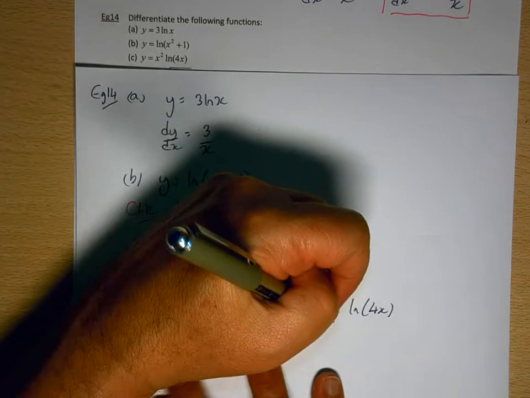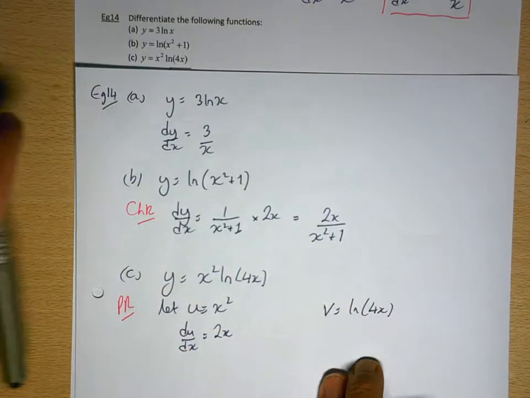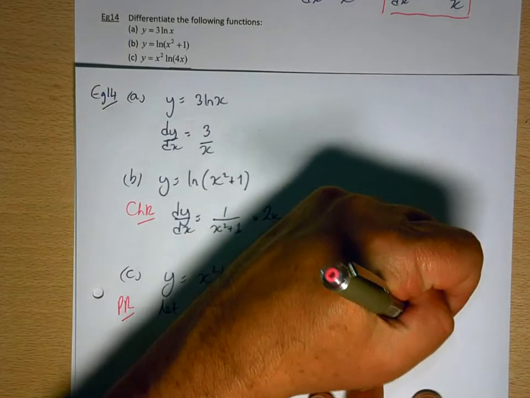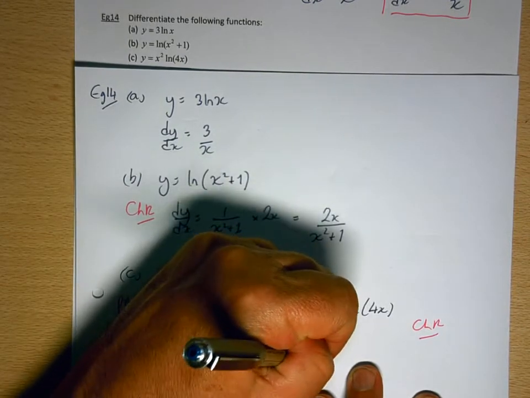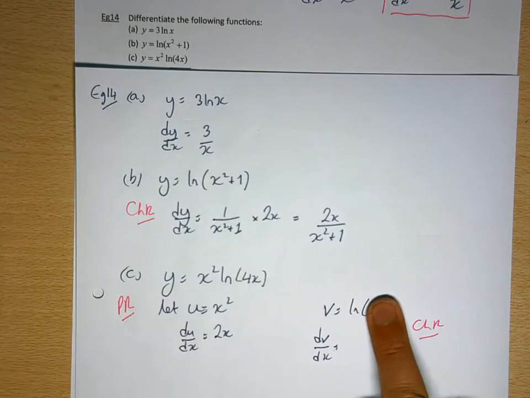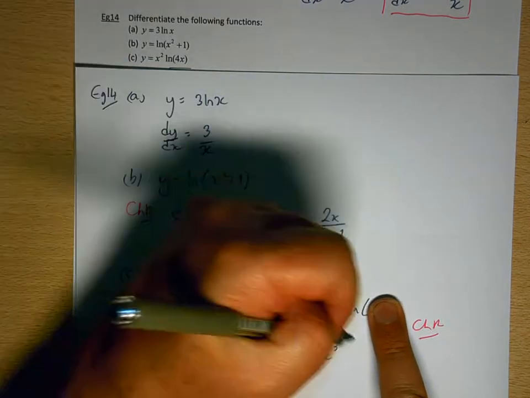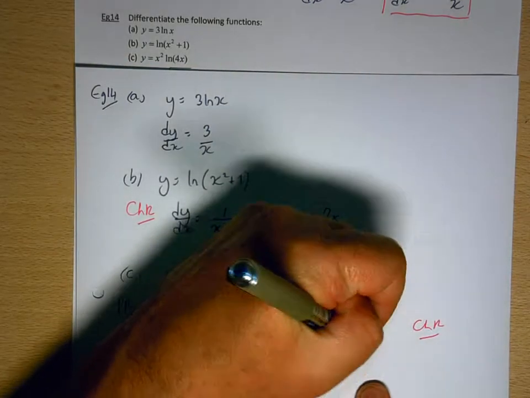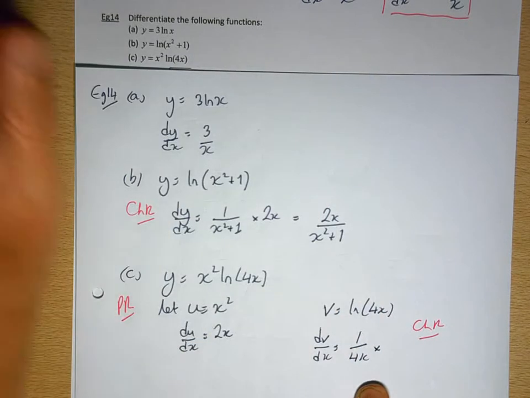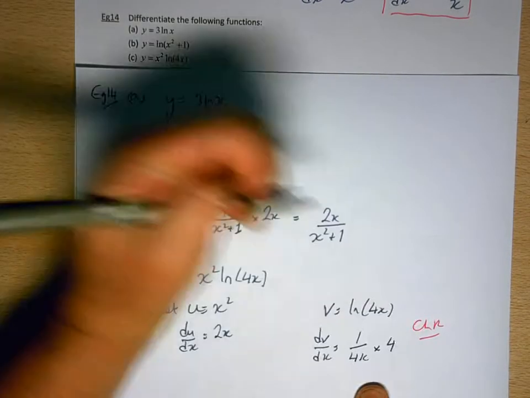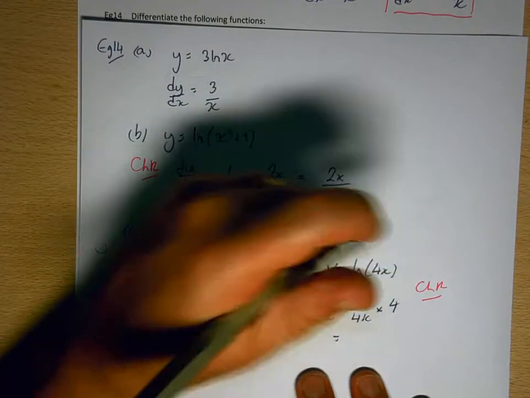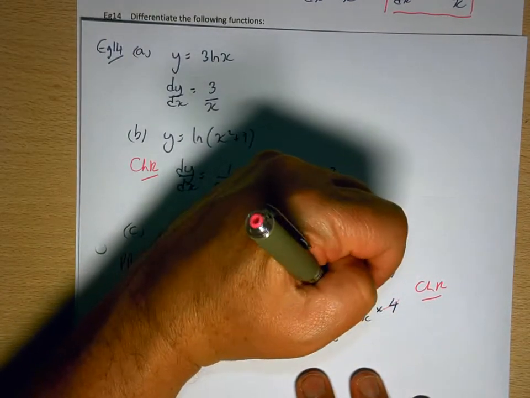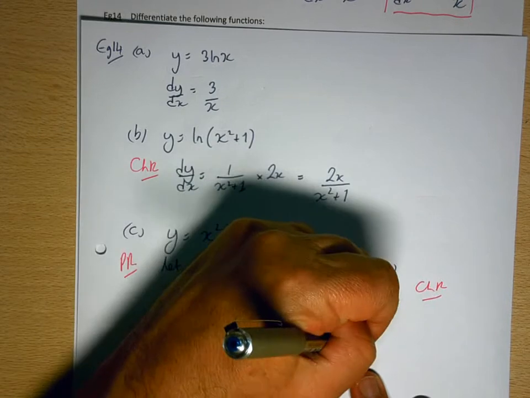we get 2x. Here we've got an embedded function, so we've got a chain rule here. dv dx, cover up the embedded function, so 1 over finger times what you covered up, differentiated, which is 4. So that's going to be, the 4 is going to cancel, 1 over x.